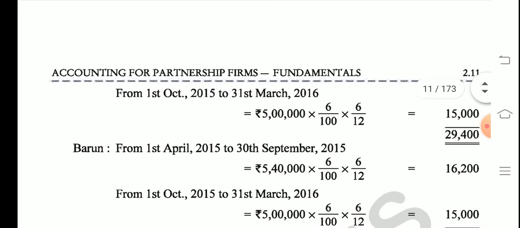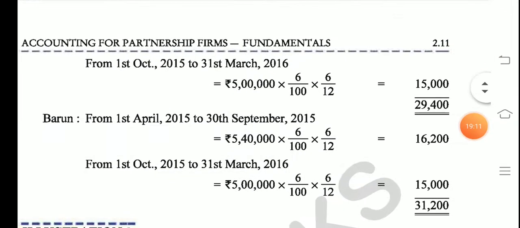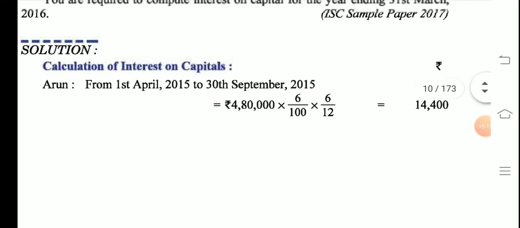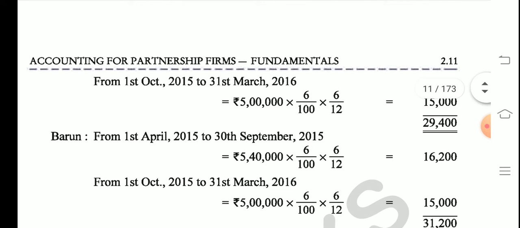14,400. So similarly for the second part, that is the next 6 months, the next half yearly month. So now the capital for A is 5 lakh. So 5 lakh into 6 by 100 into 6 by 12, it comes to 15,000. So earlier it was 14,400 and now it is 15,000. So total interest on capital for A stands to be 29,400.